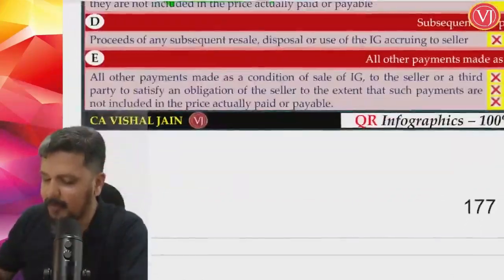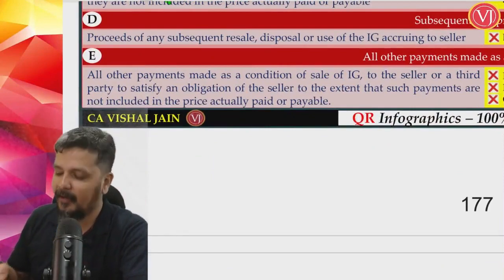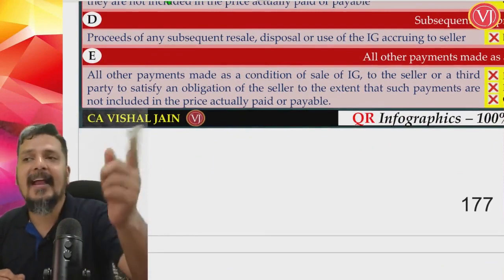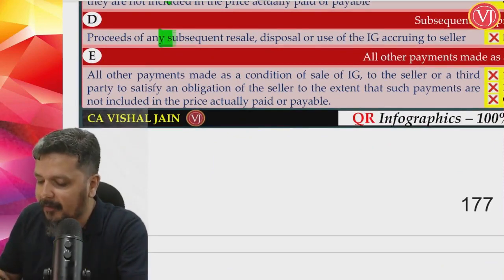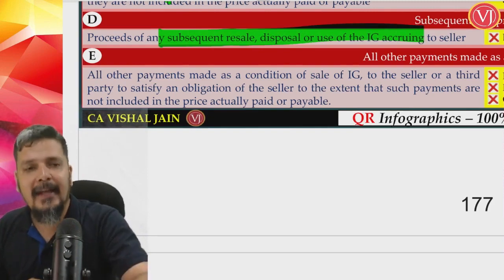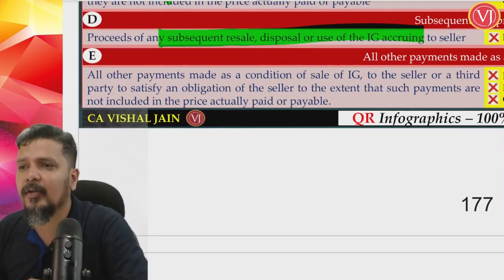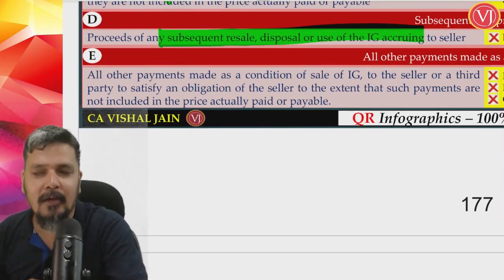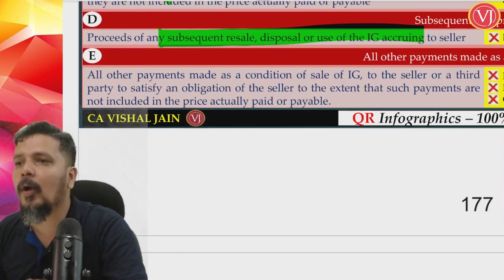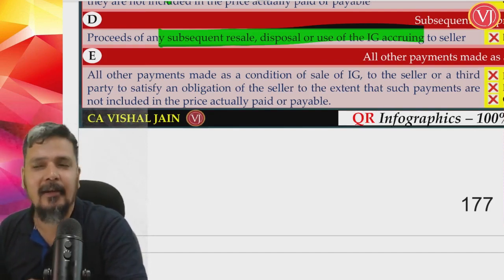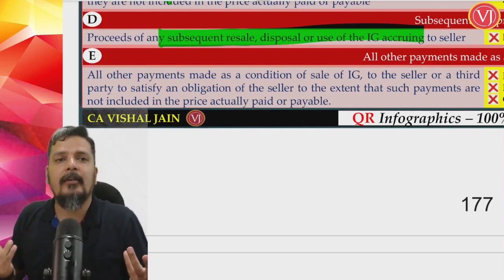Now, this point we have already discussed, subsequent sale proceeds. If I am paying 1 crore now and I am going to pay 20 lakhs later to the exporter of USA, what will be the value? 1 crore 20 lakhs, because it is quantifiable at the time of import. But if I am paying 1 crore now and I have to pay something to the exporter of USA later, but I don't know that value.